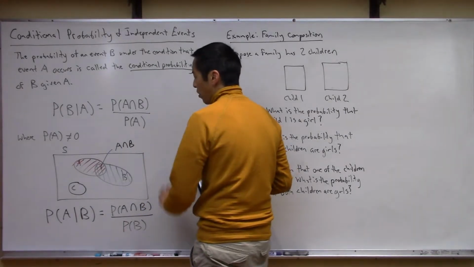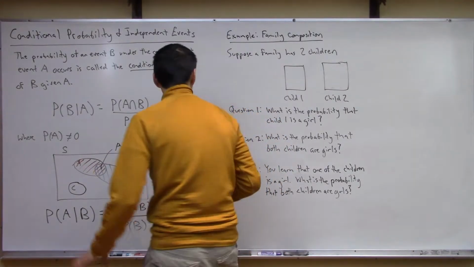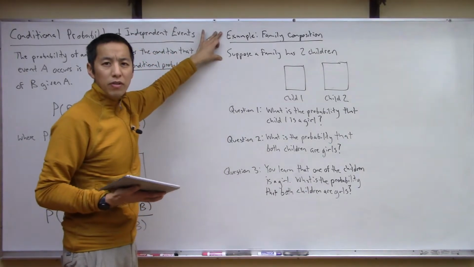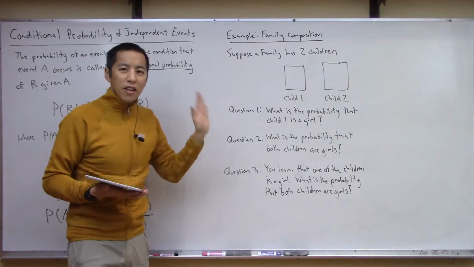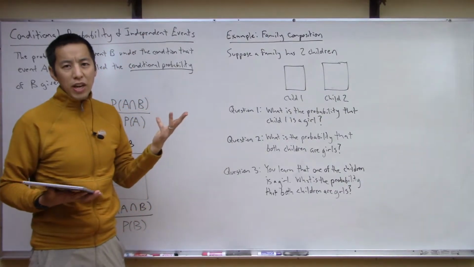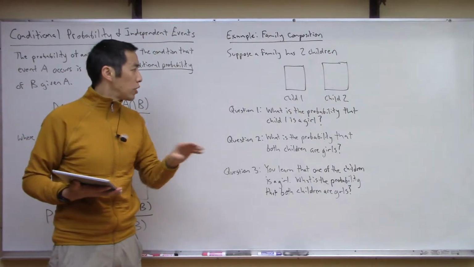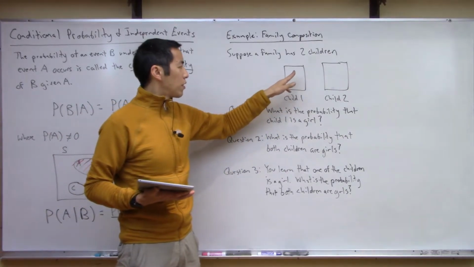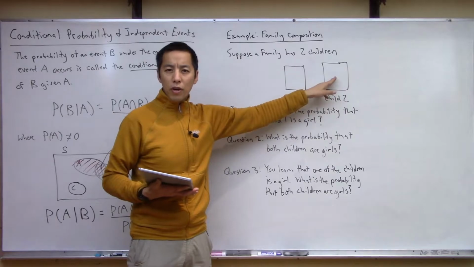Let's look at an example of where this might be useful. So let's say we've got a family over here, and I'm interested in the composition of the family. In fact, this mirrors my family. I actually have two kids, a child 1 and a child 2. Now, I'm not going to tell you right now if each is a boy or a girl.